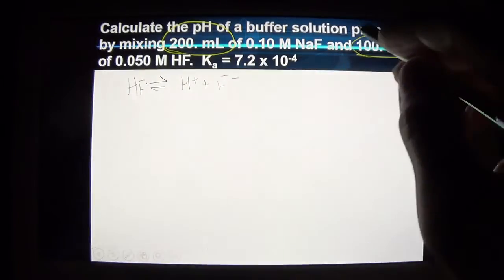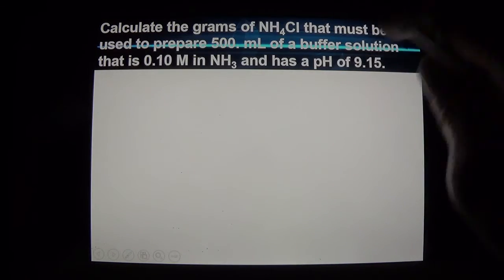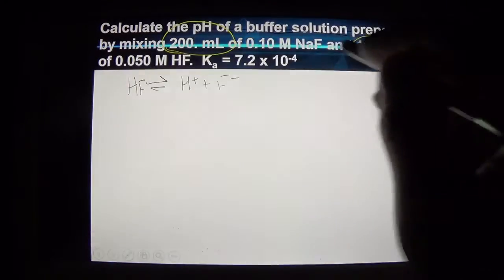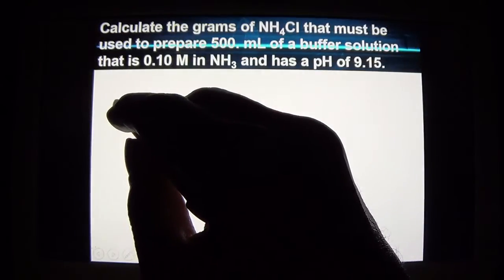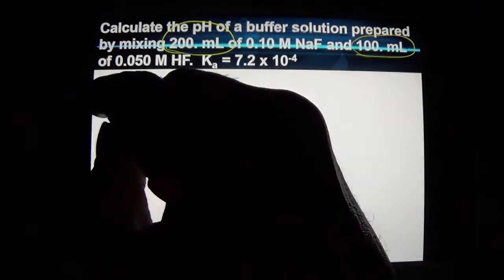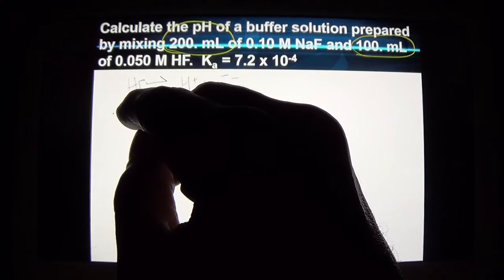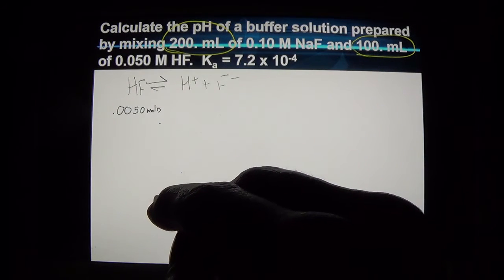I'm going to take my molarity times my volume, and I need to be sure that molarity matches volume, so I need to divide by 1,000 there. And so that times that divided by 1,000 tells me I'm going to start with 0.005 moles of that. I'm wanting to double check I have the right amount. Okay, so I'm working in moles now to account for the dilution.